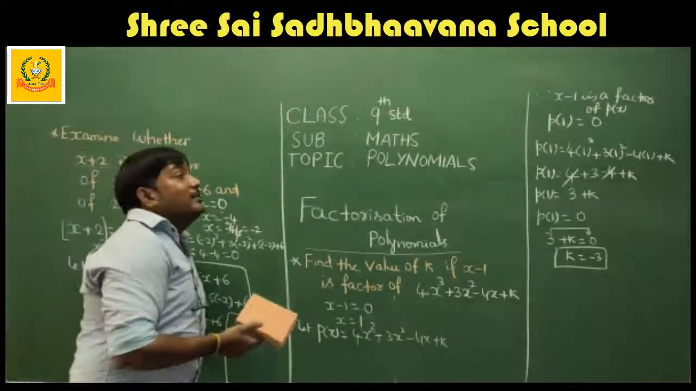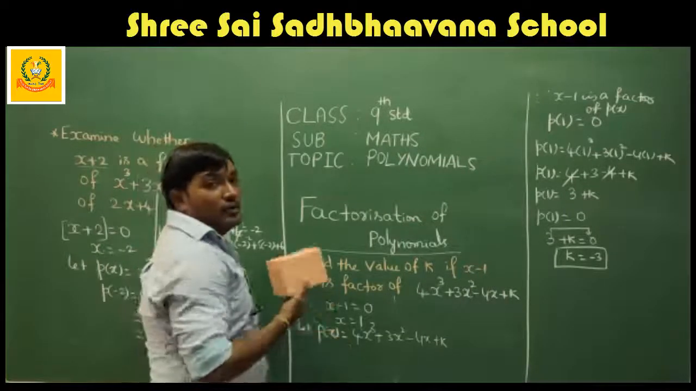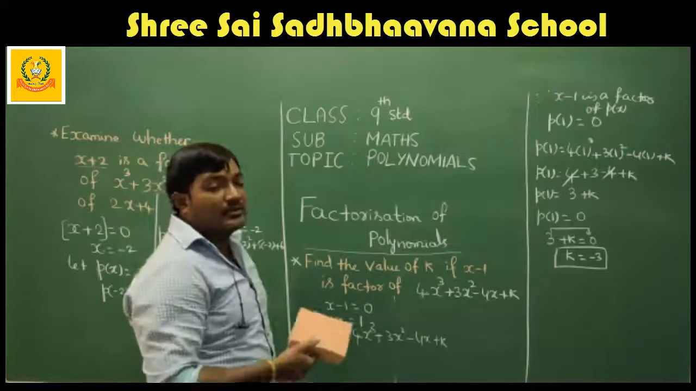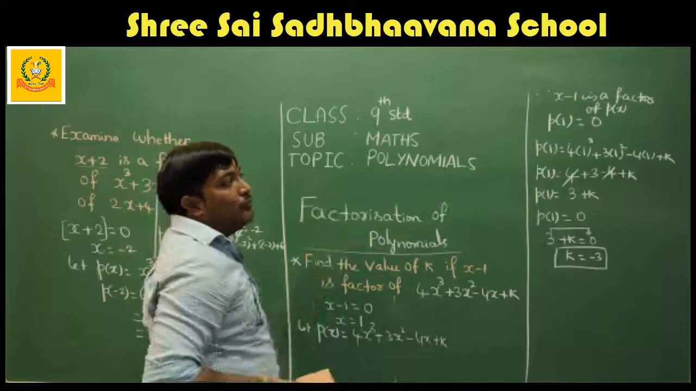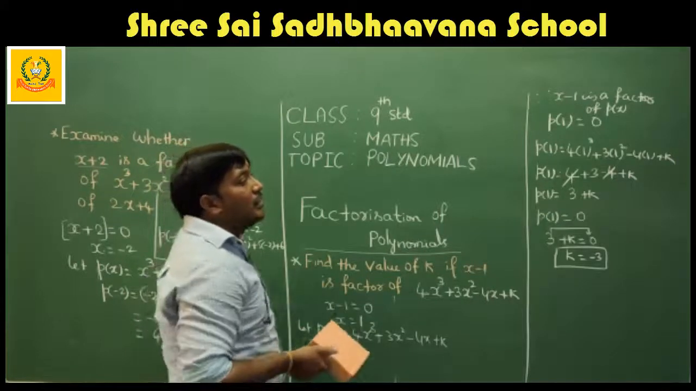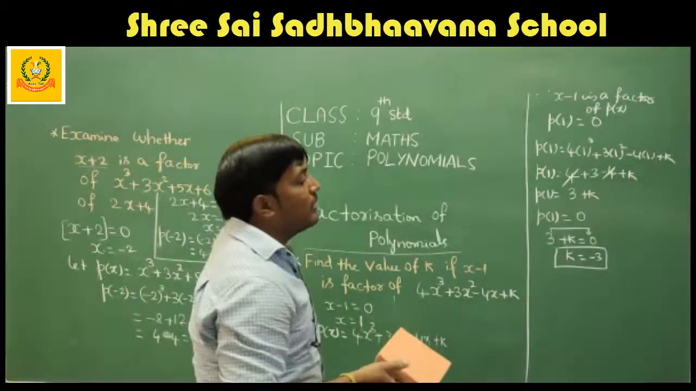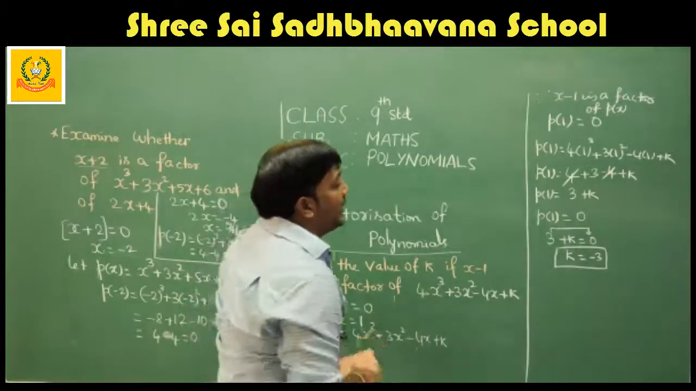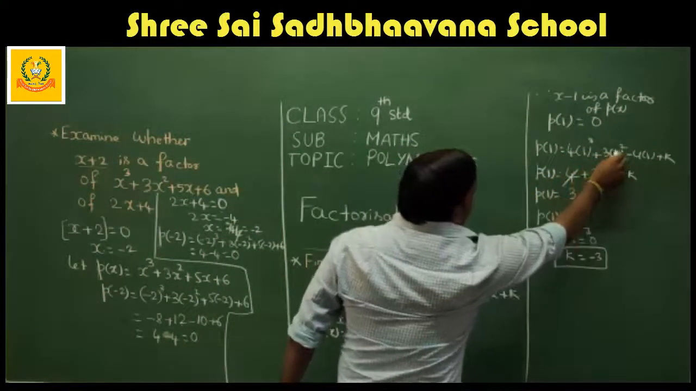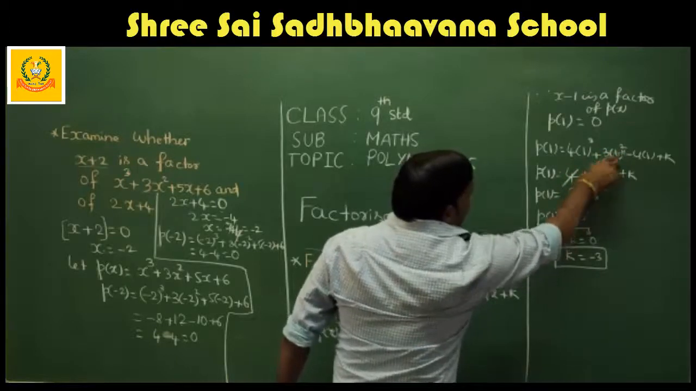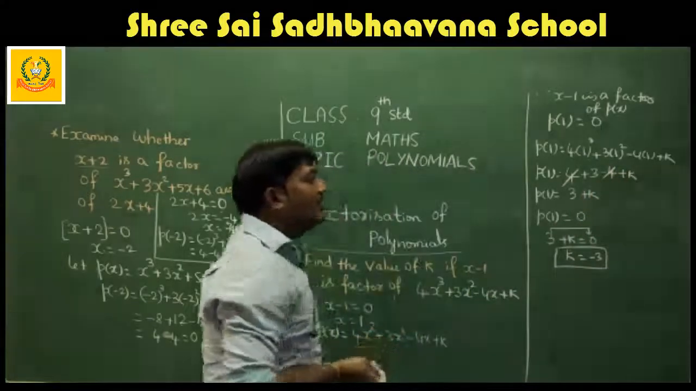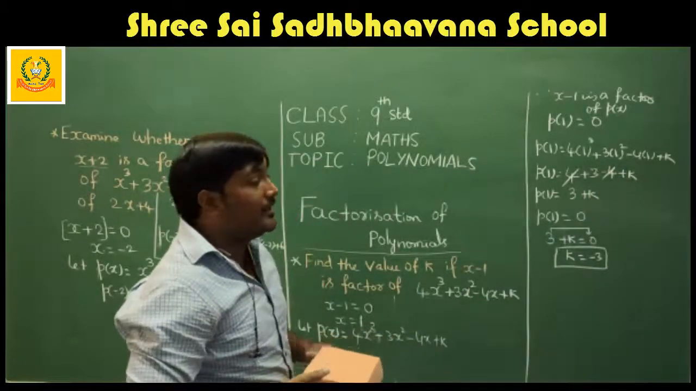Since x minus 1 is a factor of the polynomial p of x, what did we assume p of x to be? 4x cube plus 3x square minus 4x plus k. Now when you substitute x as 1, what did we get? 4 into 1 cube plus 3 into 1 square minus 4 into 1 plus k. So 4 into 1 cube is 4, 3 into 1 square is 3, minus 4 into 1 is minus 4, plus k. 4 and minus 4 both get cancelled. You will be left with 3 plus k.